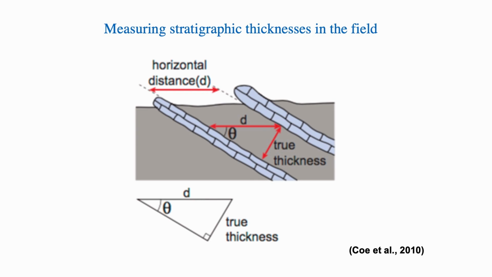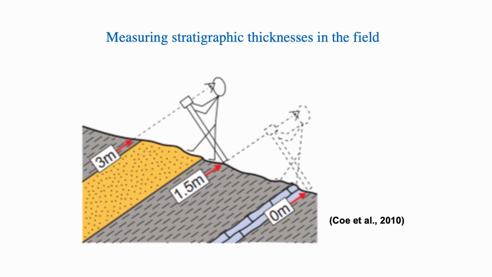The second method is actually simpler, and it relies on using a very simple tool known as a Jacob's staff. A Jacob's staff is a T-shaped piece of wood, and what you do is you put gradation on the bottom part of the piece of wood, so you know typically if you have 1 meter, 2 meters, etc. And you use the T to be able to project the horizontal of the beds. So effectively, that relies on you walking the outcrop and projecting horizontally, parallel to the bedding plane, your Jacob's staff. And thus, you can estimate the thickness of the beds.